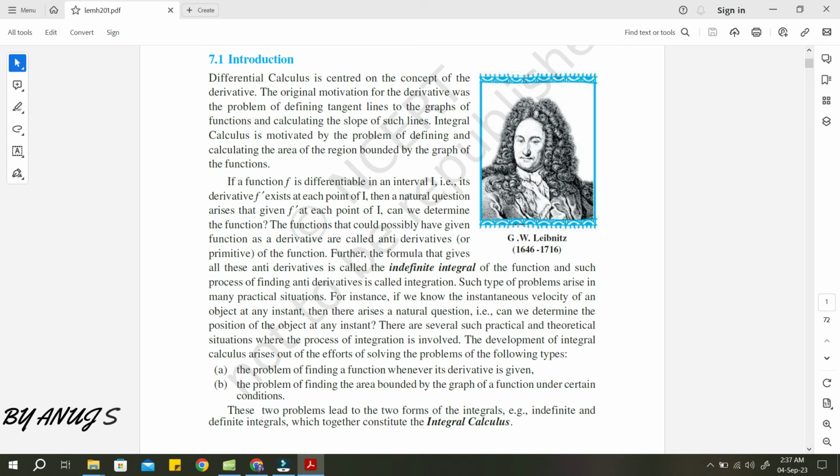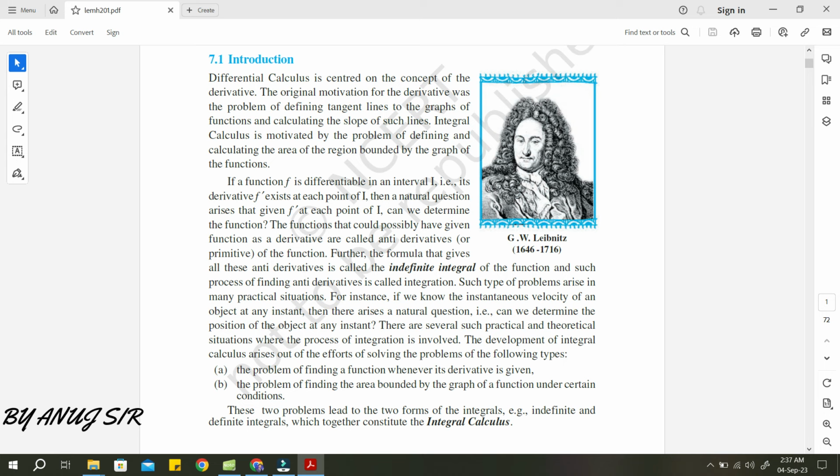Suppose we take an example where you have a function f, and it is differentiable in the interval I. If it is differentiable in the interval I, then f dash exists at every point of I. Here we know that the functions that could possibly have given the function as a derivative are called antiderivatives. So what are antiderivatives? Antiderivatives are the functions that could possibly have given the function as a derivative, also called a primitive of the function.